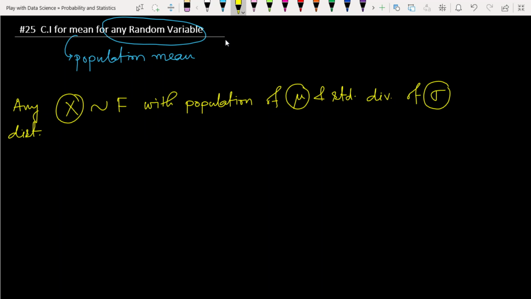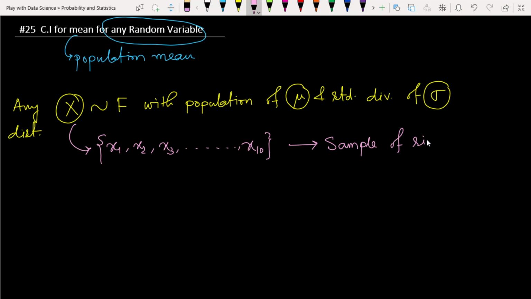Suppose we have some observations of this random variable: x1, x2, x3, and so on up to x10. These observed values are a sample of some size. Here the sample size n is equal to 10.